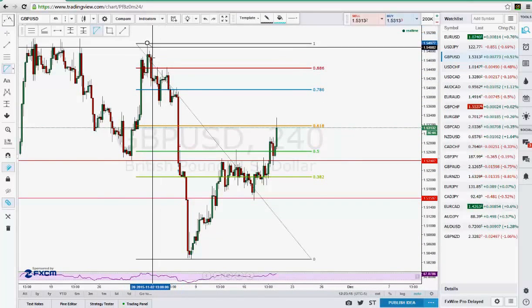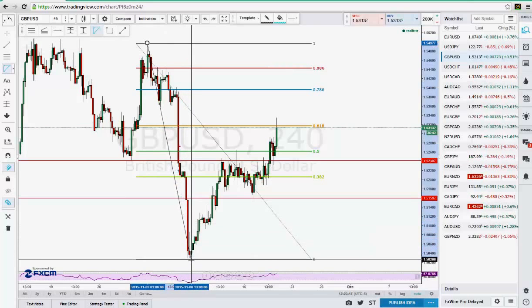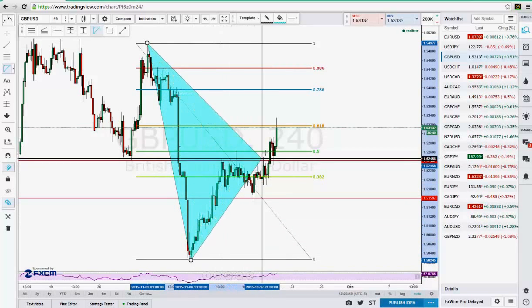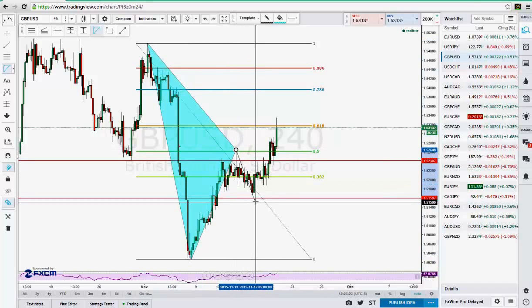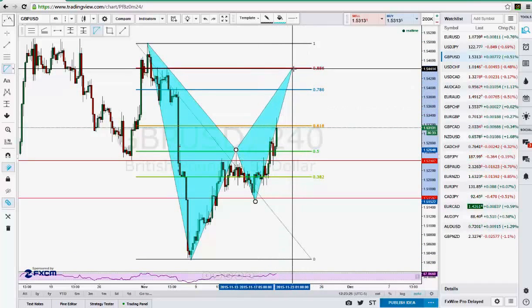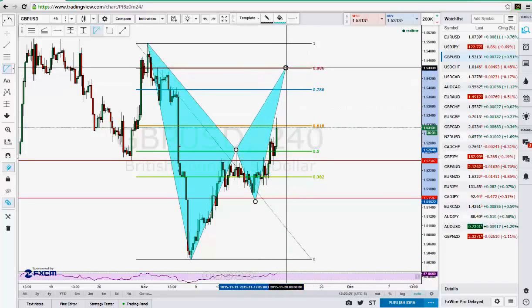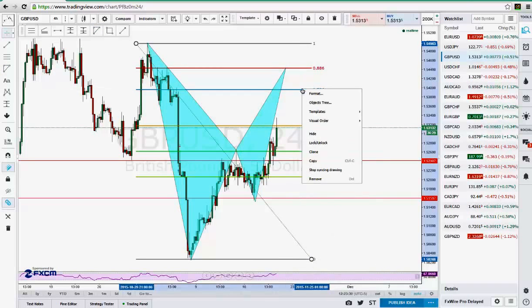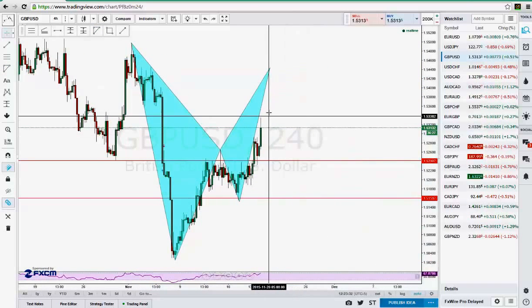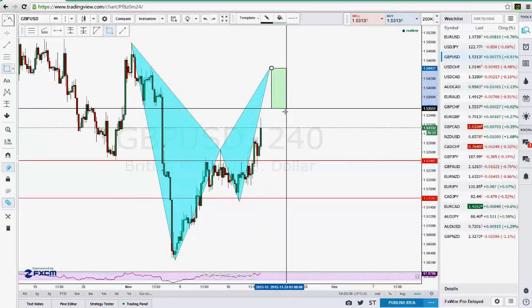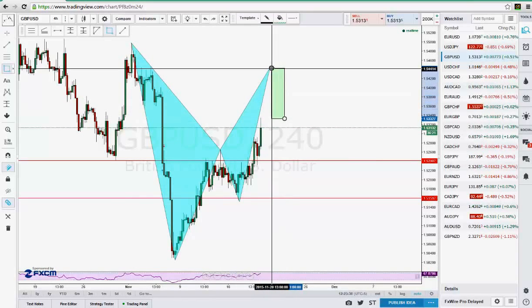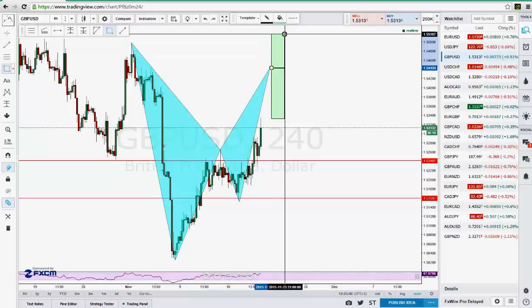We have X to A to B coming above the 50% retracement here, B to C, and CD completion at the 886. So I'll have limit orders setting here at the 886 with a profit target at the 382 and stop losses just above X.